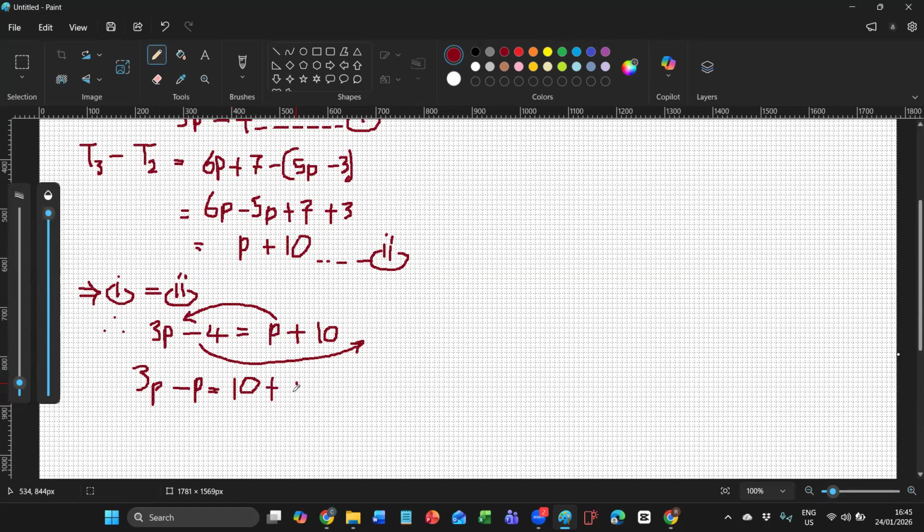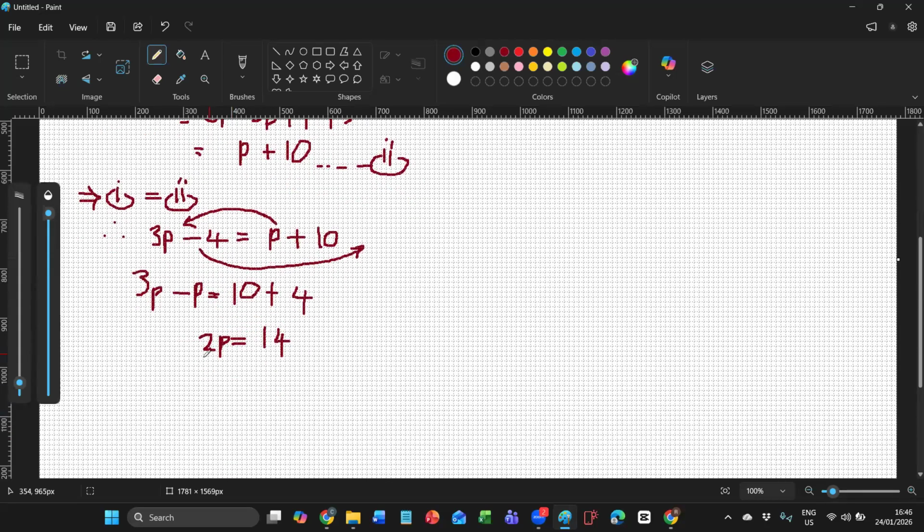10 plus 4, we know, is 14. So let's just put our 14 there. And then 3p minus p is 2p, which means p will be nothing but 7 by the time we divide both sides by 2. Okay, so we don't do that division sign well, so it's not looking like something else.